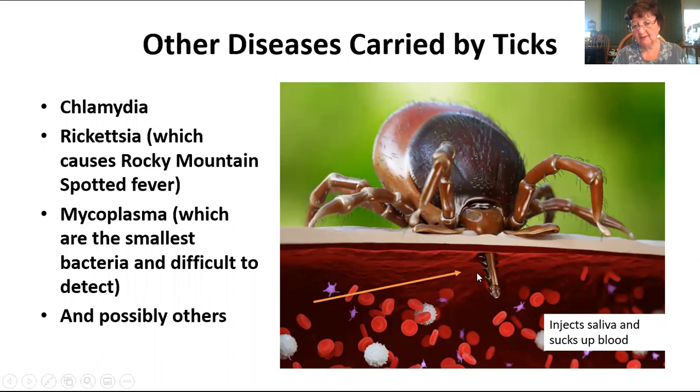So here's the thing with the tick: you want to scoop it so that you're pulling up from this snout that it has. And what it does is it injects saliva and sucks up blood at the same time. Some of the diseases that ticks are known for are chlamydia, rickettsia, which is Rocky Mountain spotted fever, mycoplasma, which are the smallest bacteria and difficult to detect, and possibly others.